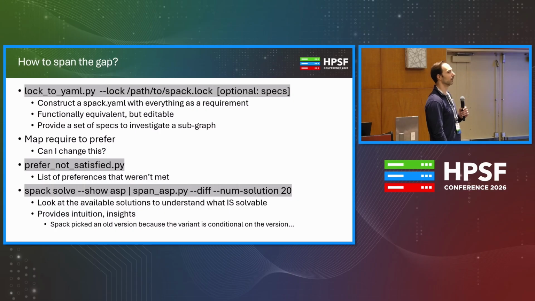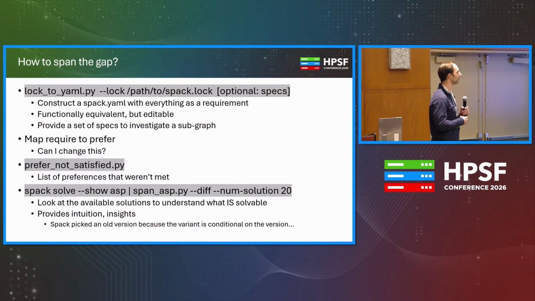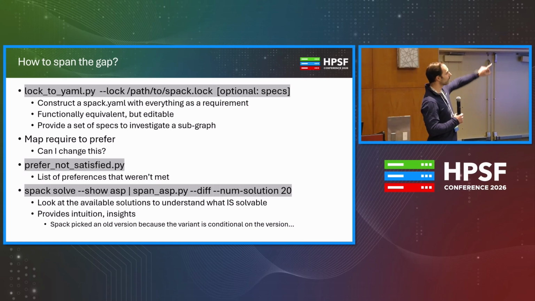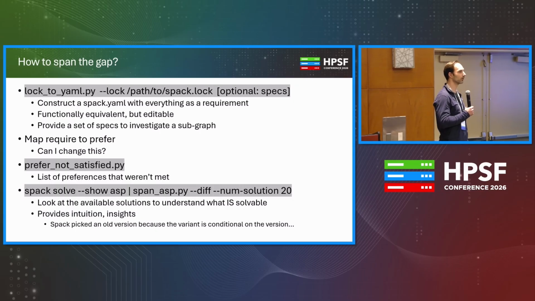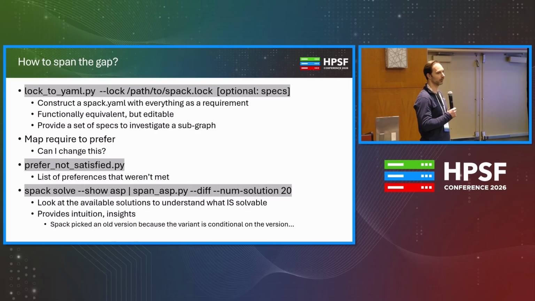Now, let me run through this and we can take questions. Okay, so the next step is once you do this, you can then start mapping things that were set to require to prefer. And this is basically saying to the concretizer now, may I change this?